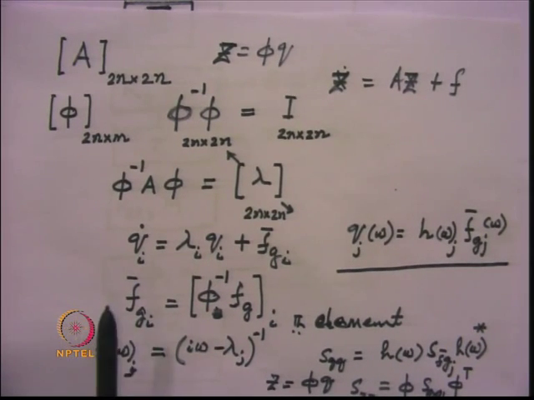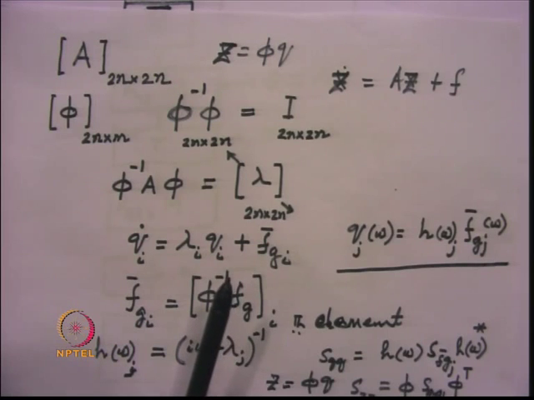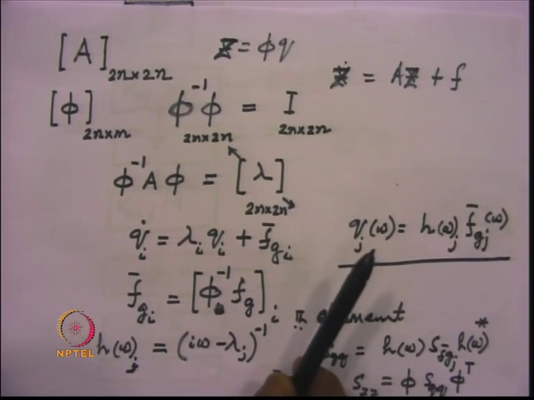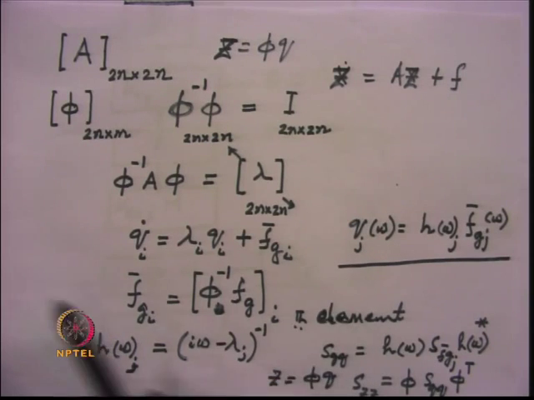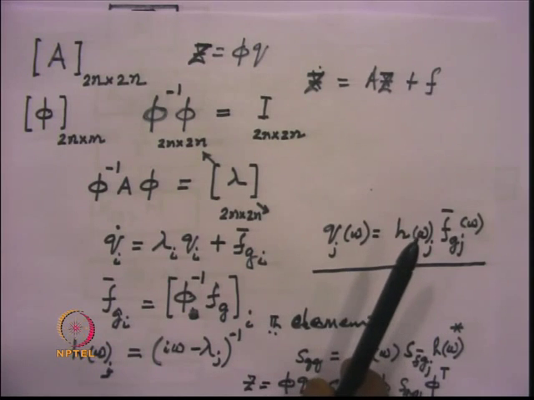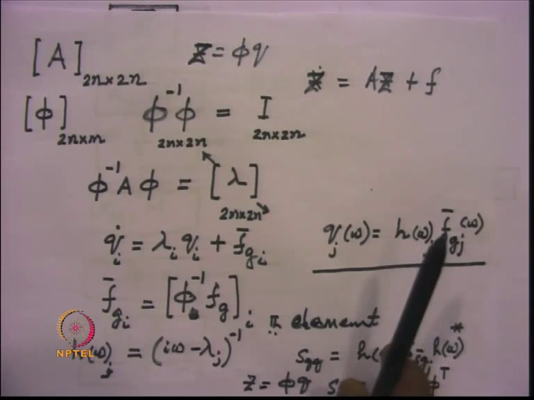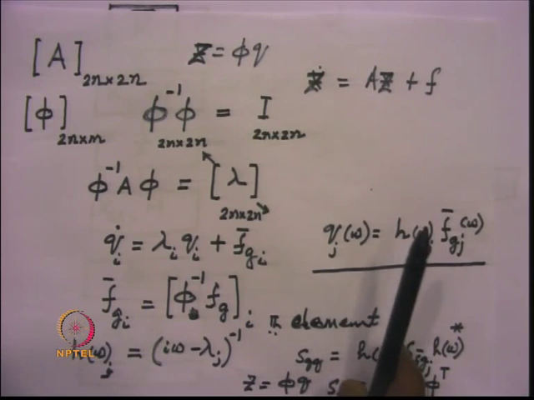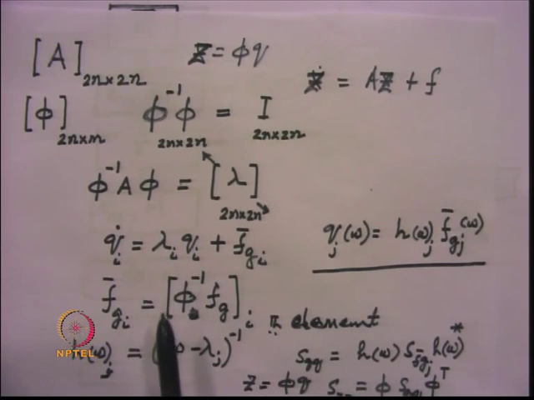And once we have this relationship, that is f bar g is equal to phi inverse fg, then one can find out the power spectral density function of f bar g simply by finding out SFG, and pre-multiply it by phi inverse, and then post-multiply it by phi inverse transpose. And once we do that, we get S of F bar gi. And once we get that, then q_j of omega, that means for a particular mode, the generalized coordinate in frequency domain is related to the f bar gj through the frequency response function for the jth mode, and the frequency response function in the jth mode is given as i omega minus lambda_j inverse, where lambda_j is the jth eigenvalue of the A matrix.